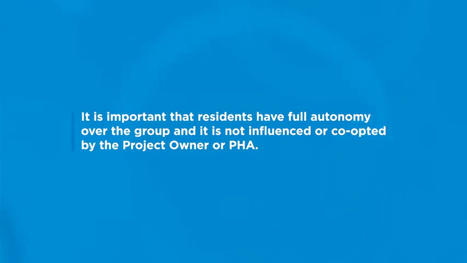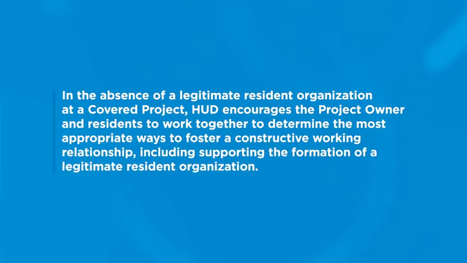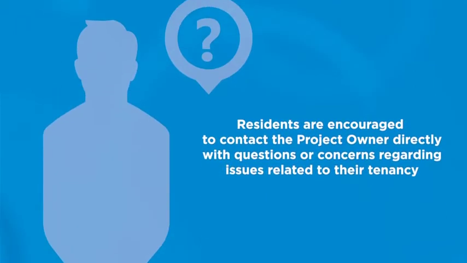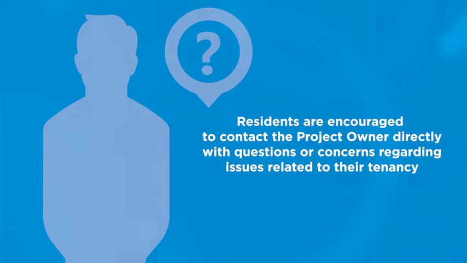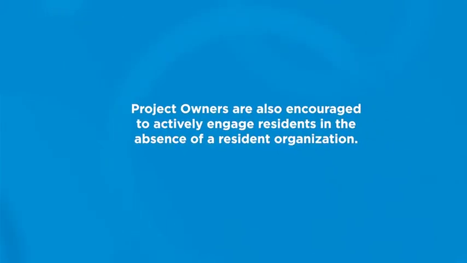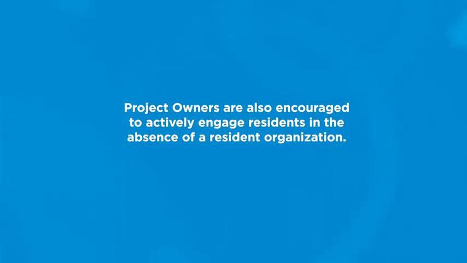It is important that residents have full autonomy over the group and it is not influenced or co-opted by the project owner or PHA. In the absence of a legitimate resident organization at a covered project, HUD encourages the project owner and residents to work together to determine the most appropriate ways to foster a constructive working relationship, including supporting the formation of a legitimate resident organization. Residents are encouraged to contact the project owner directly with questions or concerns regarding issues related to their tenancy. Project owners are also encouraged to actively engage residents in the absence of a resident organization.